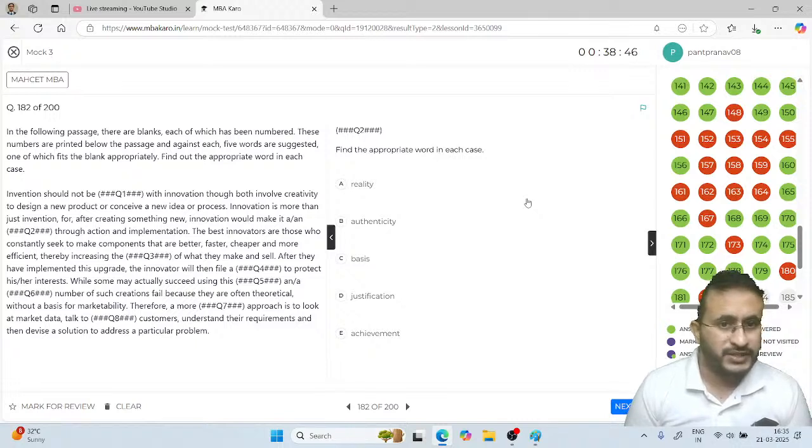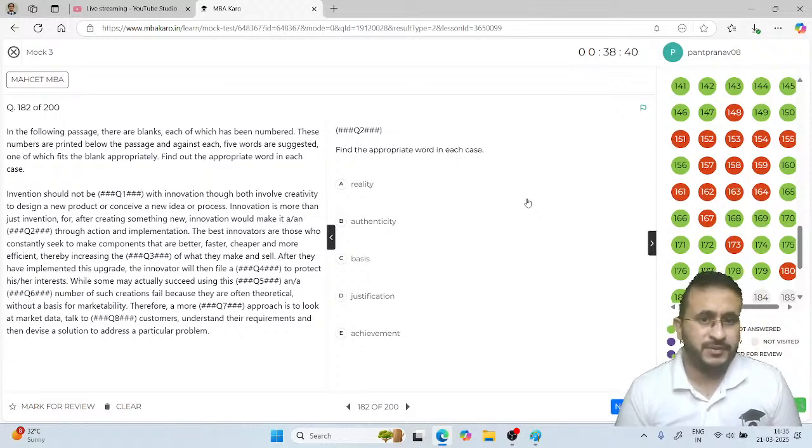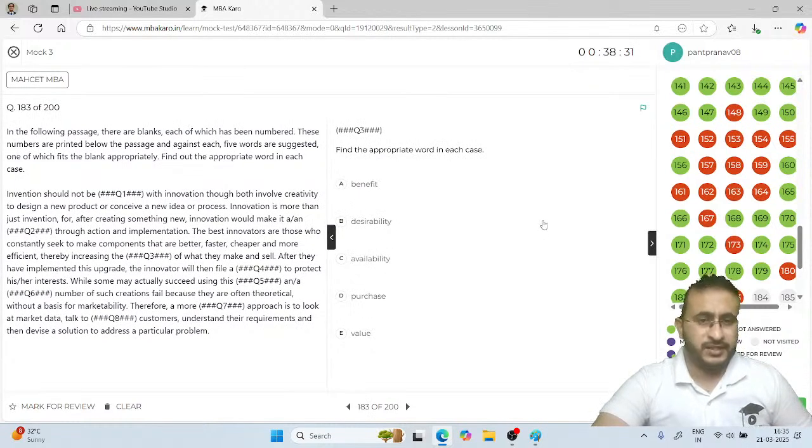Innovation is more than just invention. For after creating something new, innovation would make it dash through action and implementation. A reality. Authenticity, basis, justification, achievement does not make sense.